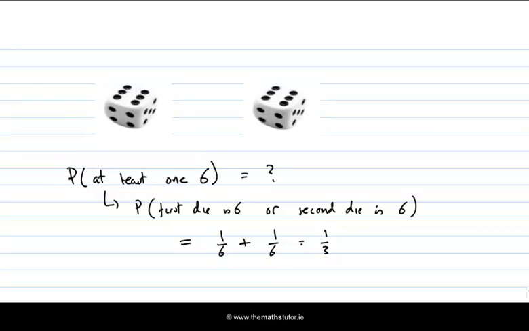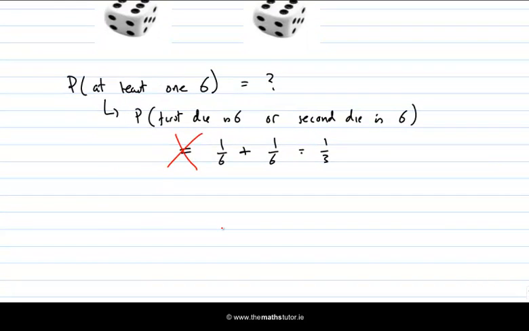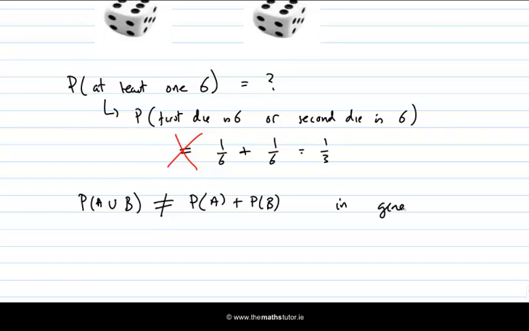But this is wrong. So where did I make the mistake here? I can't just say that the probability of the first die being a 6 or the second die being a 6 is the sum of the individual probabilities. So my mistake is that this is not true in general. The probability of A or B is not the same as the probability of A plus the probability of B in general. So what we're going to look at in this lesson is, what is true for the probability of A or B.